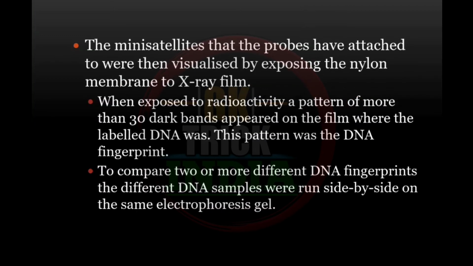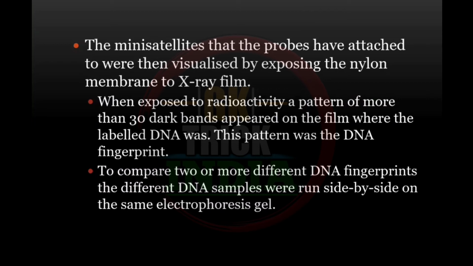What happens when it is undergoing the radioactive probes? The minisatellites that the probes have attached to were then visualized by exposing the nylon membrane to X-ray film. When exposed to radioactivity, a pattern of more than 30 dark bands appeared on the film where the labeled DNA was. This pattern was called the DNA fingerprint.